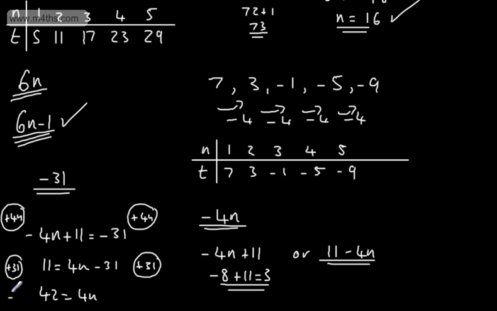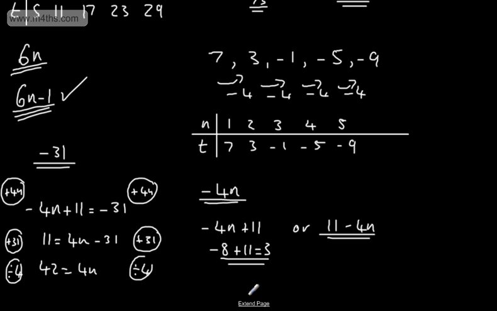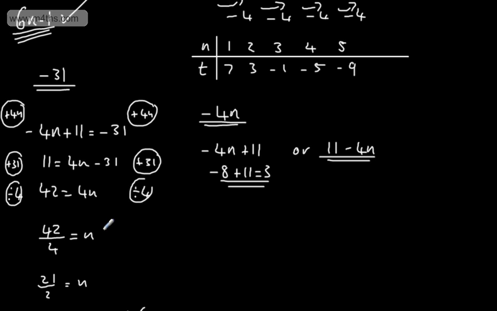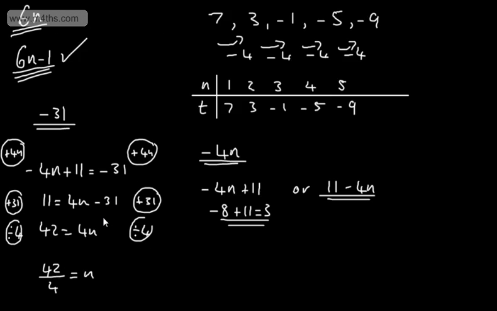I'm now going to divide both sides of the equation by 4. 42 over 4 is not a whole number. So 42 over 4 is equal to n. We could simplify this to 21 over 2, which is 10.5. So we can say it isn't in the sequence because n is not an integer. If this worked out to be 10 or 11, yes, it would be a member. But the fact that it doesn't gives us that.